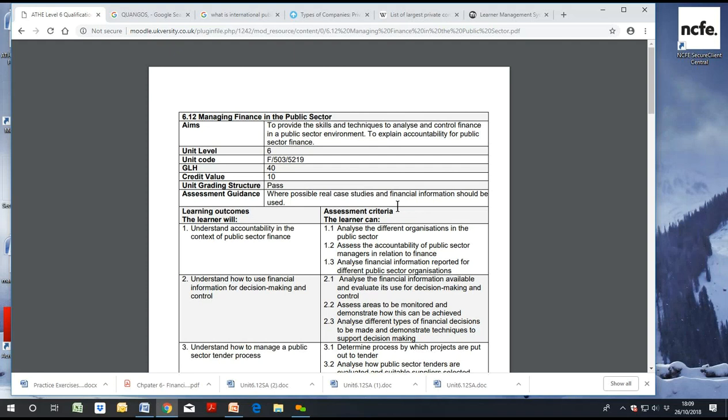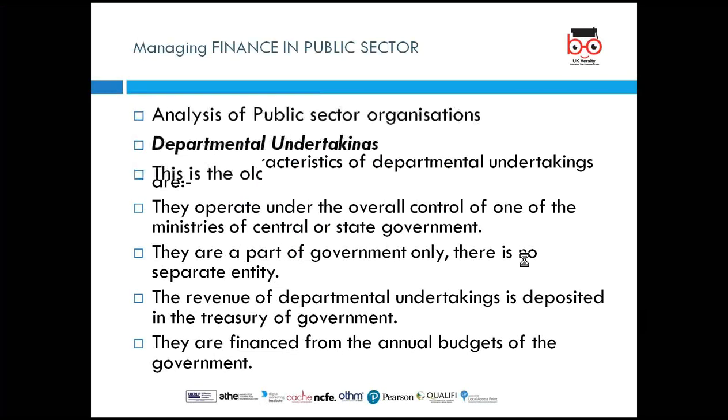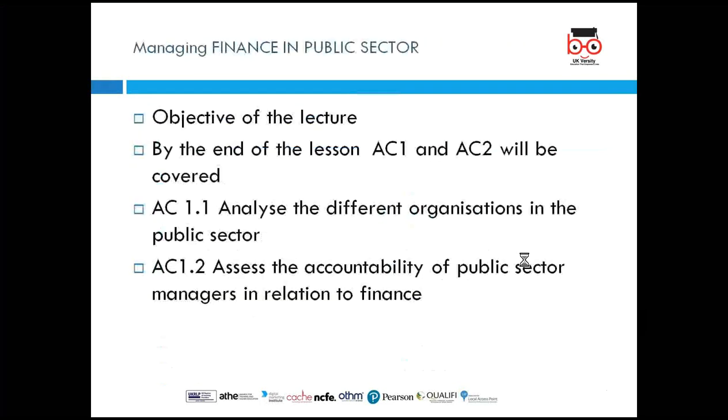If you look at learning outcome one, understand accountability in the context of public sector finance, we have three assessment criteria. 1.1 is to analyze the different organizations in the public sector. 1.2 is to assess the accountability of public sector managers in relation to finance. And 1.3 is to analyze the financial information reported for different public sector organizations. Now let's look at our slides for today.